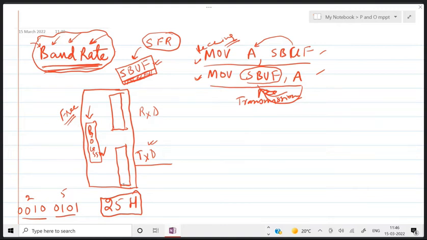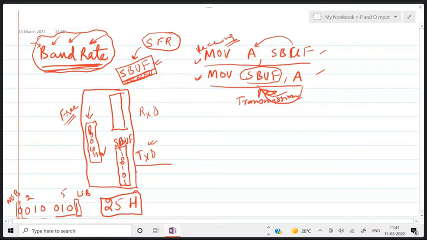So what happens in the instruction? You write the data that needs to be transmitted in SBUF. Say this is your SBUF register, and you write the data here. Say I'm writing 1 0 1 0 0 1 0 0. So this is your least significant bit, and this is your most significant bit, LSB and MSB.